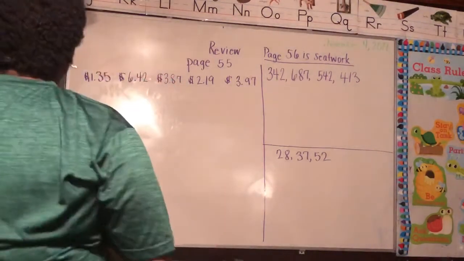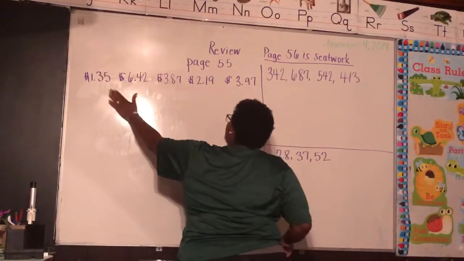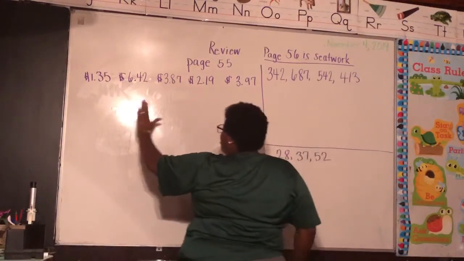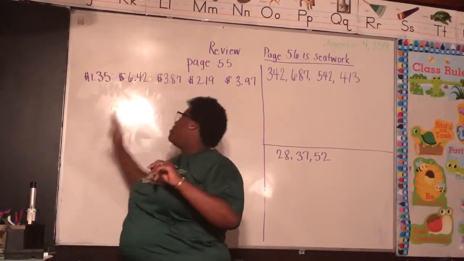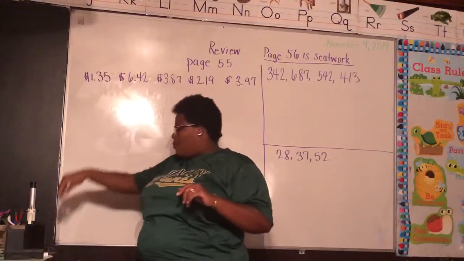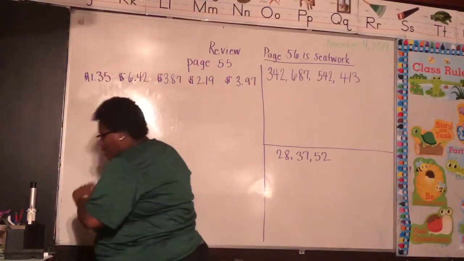When we're averaging numbers, remember, you're going to add all the numbers up, and then you're going to divide by the total set of numbers you have. So let's get started.